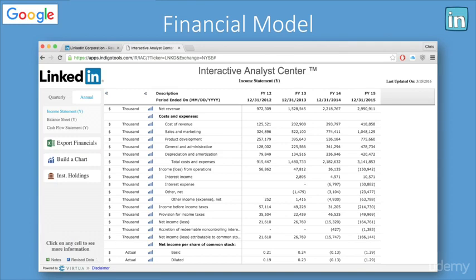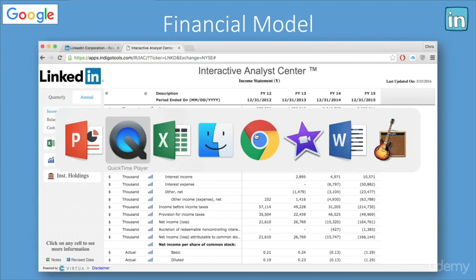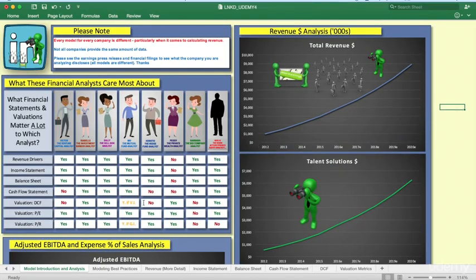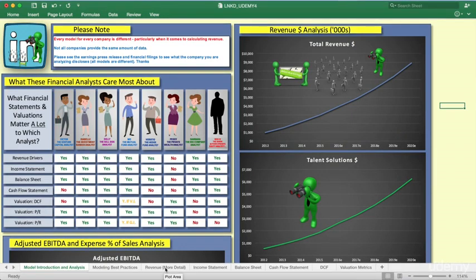So before we build the model, I just want to give you a quick introduction to my model. I always put a little introduction here to the model, what we're looking at. Then we'll talk about the revenue drivers, the income statement, the balance sheet, the cash flow statement, and just how to value a company. And I'll break it down into very easy to understand components.